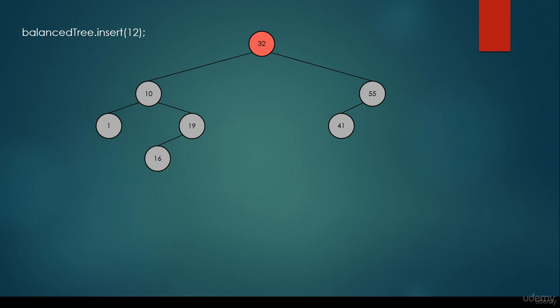We start at the root node. The 12 is smaller than 32, we go to the left. The 12 is greater than 10, we go to the right. The 12 is smaller than 19, we go to the left. But because the 16 doesn't have any left child, we are going to insert it here.